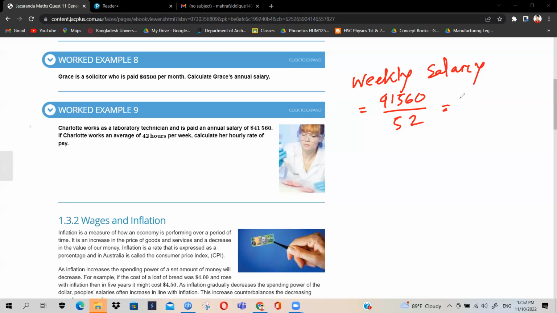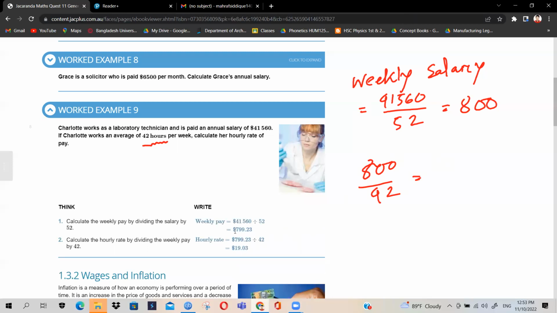So 41,560 divided by 52 equals around 800, not exactly 800, so I'm rounding it to $800 per week. And she's working 42 hours per week. So what will be the hourly rate? 800 divided by 42. Not really difficult, but as you can see, some sort of understanding is involved here, not just plugging in values. So firstly, you have to divide by 52 and then by the hours worked.